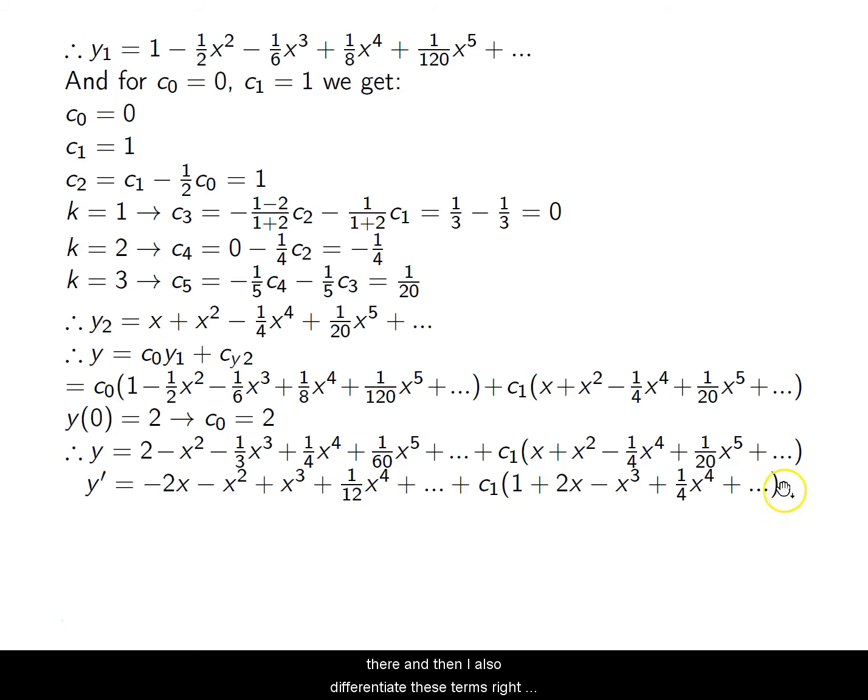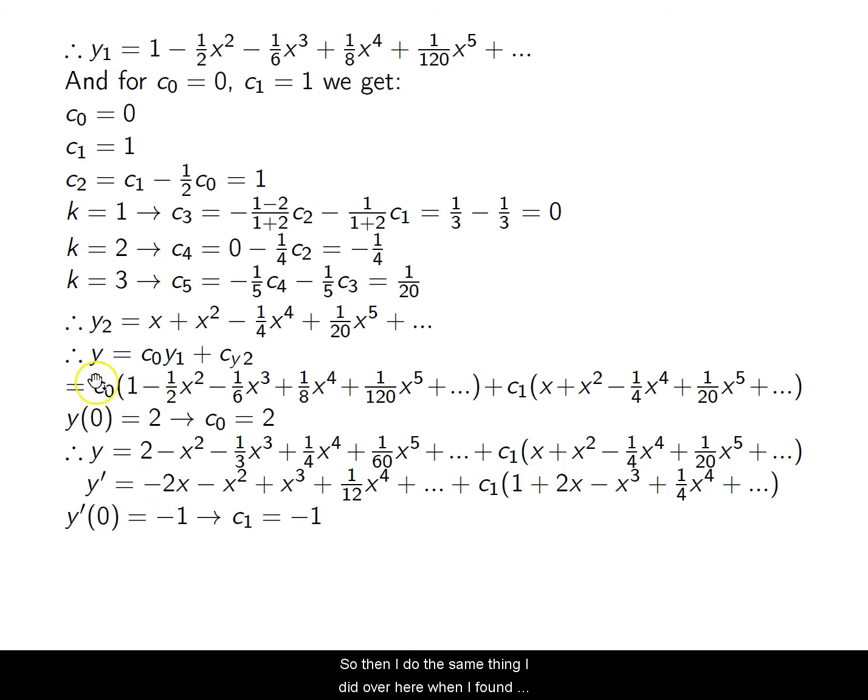And then I also differentiate these terms, right? So x goes to 1, a 2x. This turns to just a negative x cubed, and this turns into a 1/4 x to the fourth. Right? So now I apply the initial condition for the derivative. I'm plugging in 0, so this whole thing goes away. Okay, everything here goes away, and I'm left with c1 being -1.